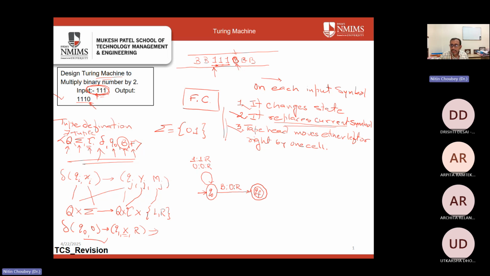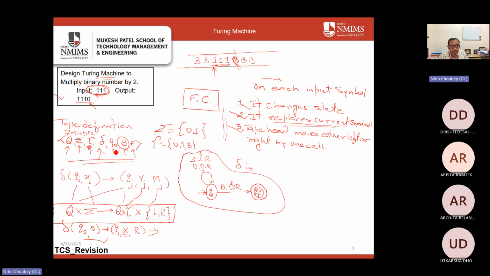Tau is the set of allowable tape symbols which can be replaced. So whichever symbols we use in the middle, those all form the set represented by tau. So our tau here would be 0, 1 and blank. Delta is a transition function whose mapping is this. This whole thing is the mapping, which is represented in the diagram like this. This whole thing is delta.